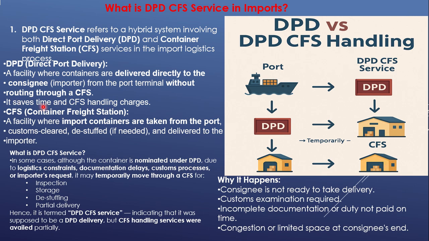So in the process of DPD, it saves time because there is no CFS involved to store the goods. Once the goods are delivered from the shipping line, they are directly delivered to the importer's factory. So there is time saving in this process, and CFS handling charges are saved also. No such charge will be applicable in this process because there is no CFS included. But in the other process, it takes too much time to deliver the goods because of the examination process, and also the ground rent needs to be paid at the CFS.